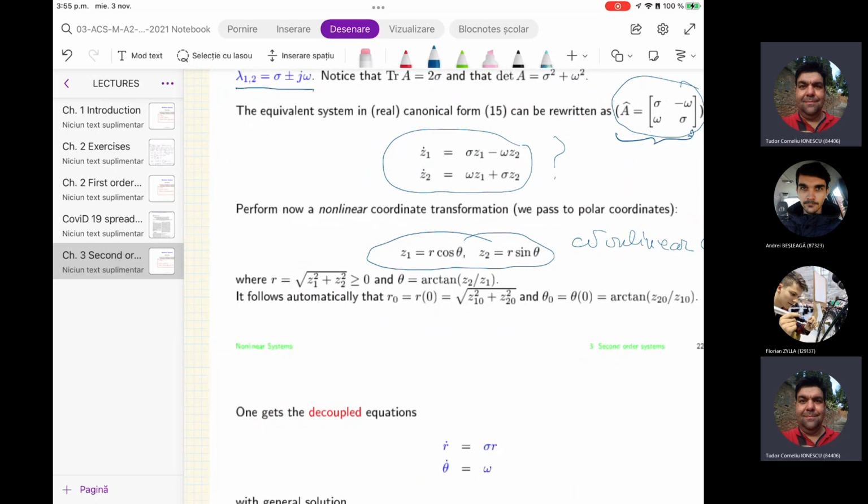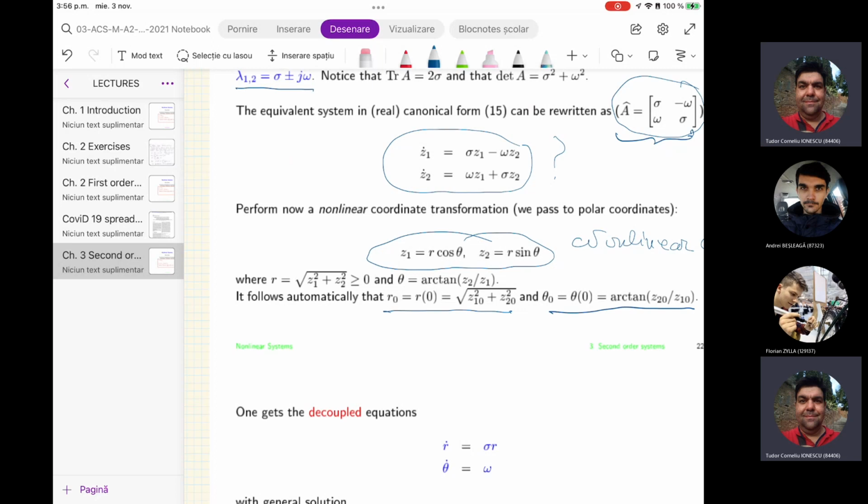Now, z1 is r cos theta, z2 is r sine theta. Who is r? r is the radius, so it is the square root of z1 squared plus z2 squared, and theta is the angle between the two phasors. These are phasors now. The angle between them is the arctangent. Hence, for the initial conditions you get this, and you get this for the initial conditions. And now you apply the coordinate transformations.